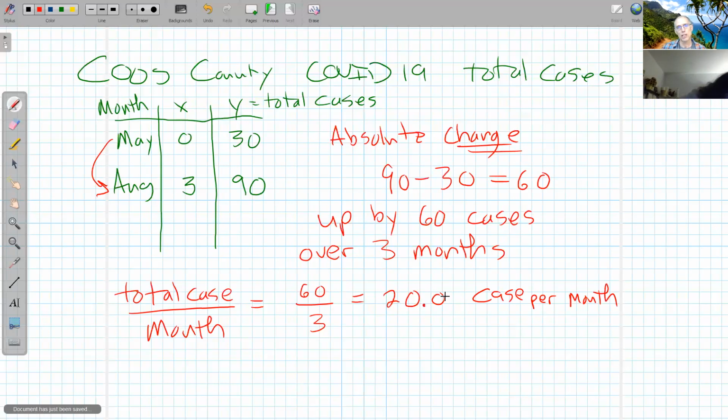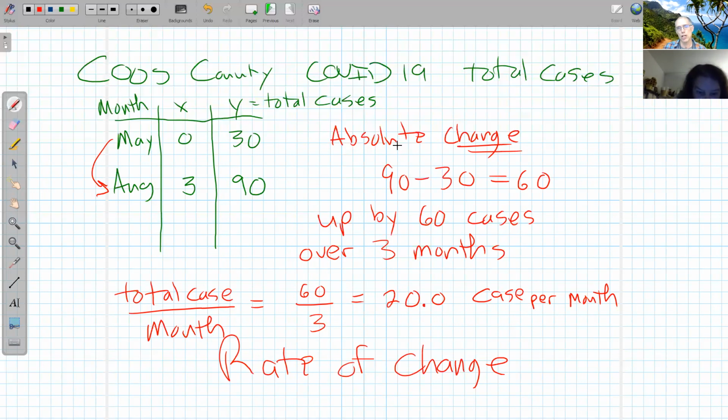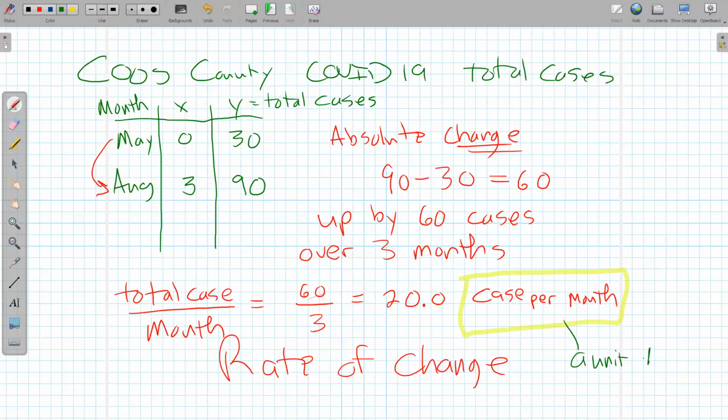So the big thing we're looking at here is this idea of a rate of change, which compares the absolute change of 2 things, in this case, cases and months. 60 cases went by over 3 months. 60 divided by 3 gives me 20 cases per month. This idea of cases per month here is also what's called a unit change. And the word unit refers to the idea of 1.